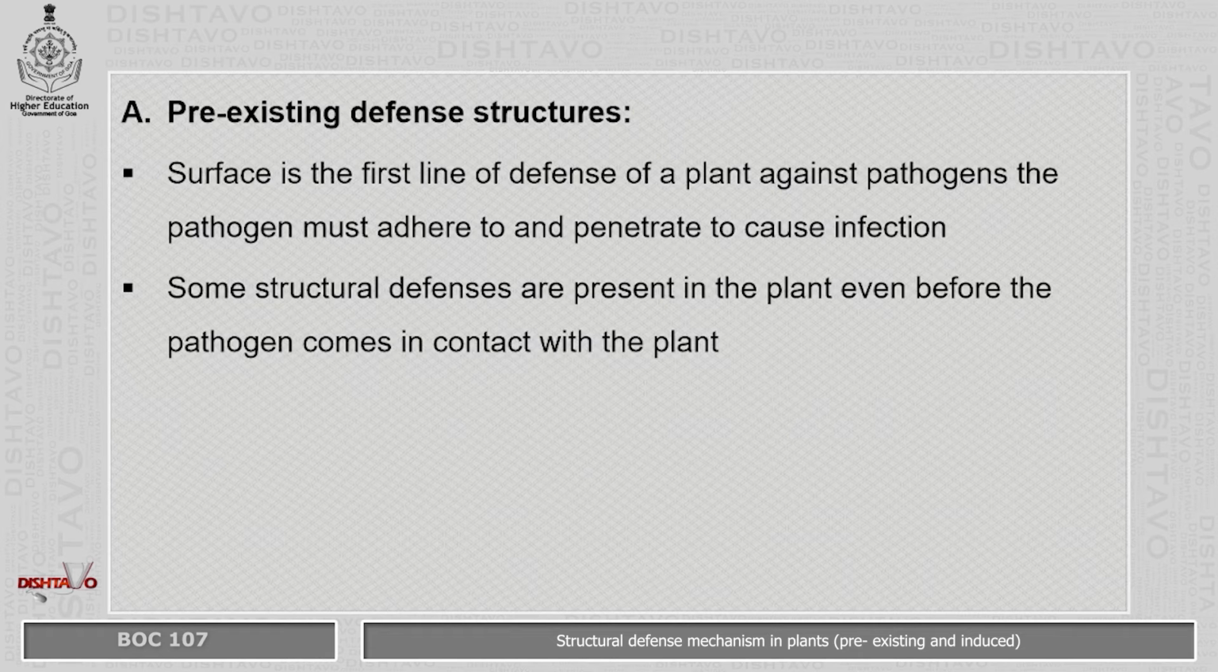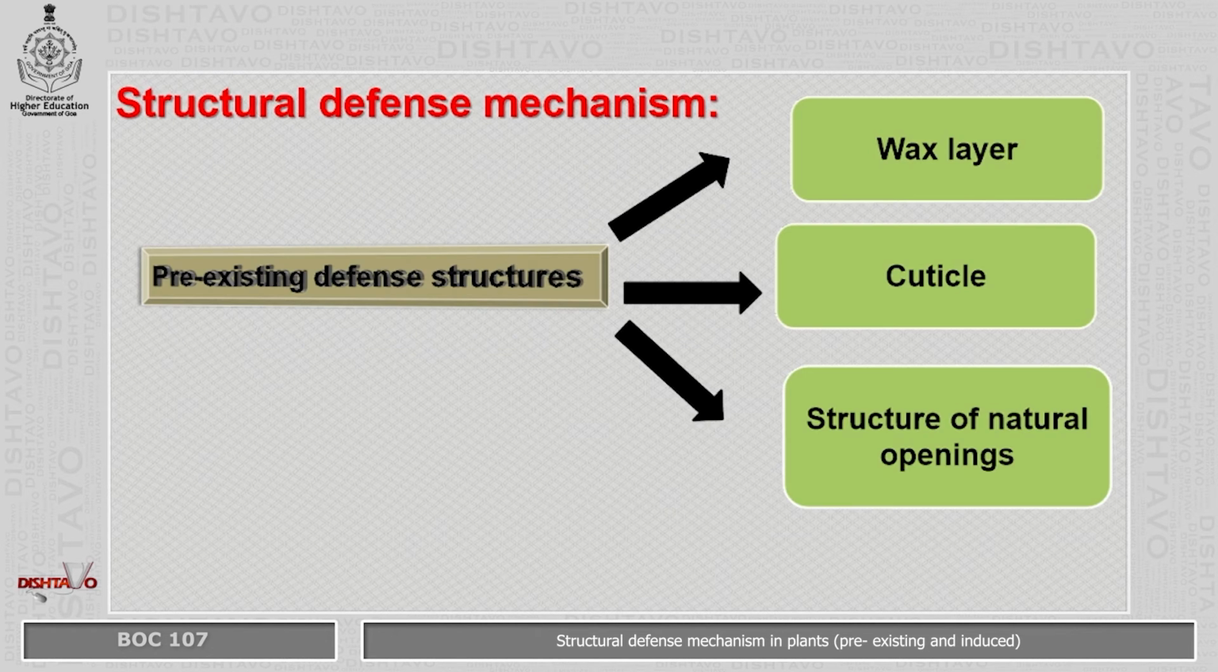Pre-existing defense structures. Some structural defenses are present in the plants even before the pathogen comes in contact with the plant. As we know, the surface of the plant acts as the first line of defense against the pathogen. The pathogen must first adhere to and penetrate the surface to cause infection. So these are the pre-existing defense structures: waxy layer, cuticle and structures of natural openings.